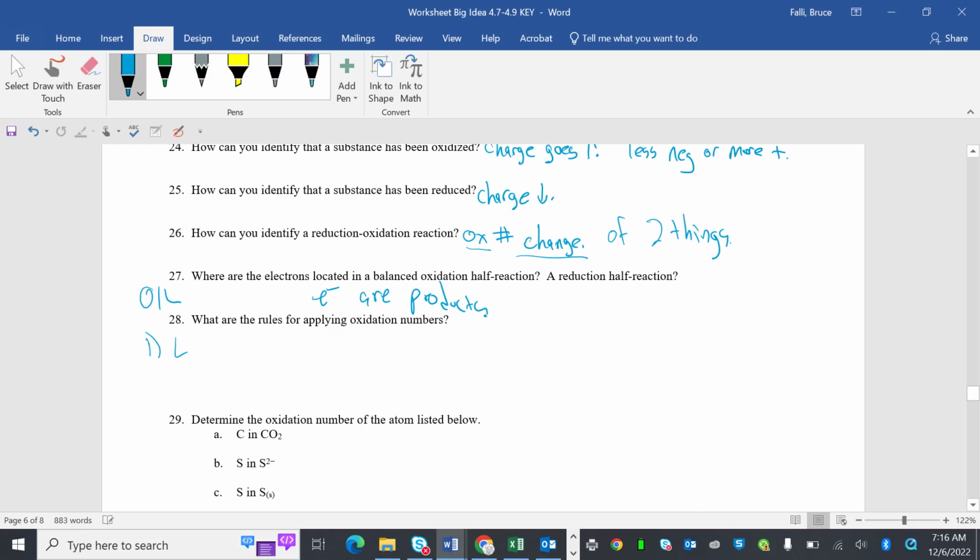1. Elements are 0. 2. Oxygen is -2, with a little star for peroxide. 3. Hydrogen is +1, with a little star for exceptions like NaH, where H is -1. O equals -1 in peroxide or sodium peroxide.